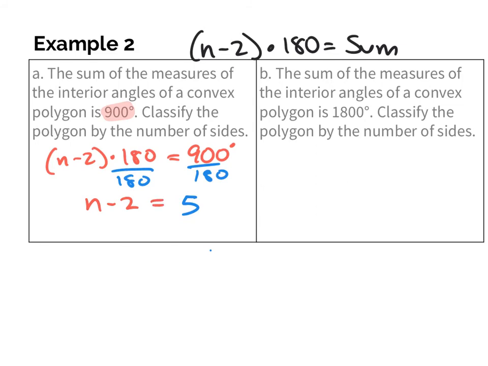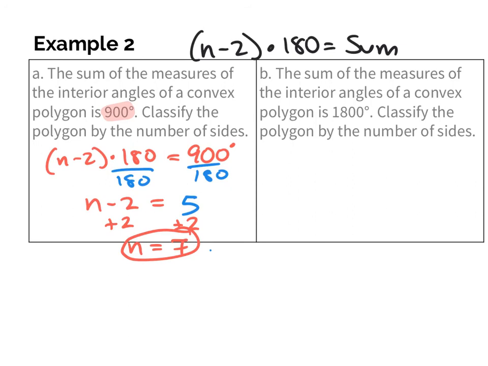Now to be careful here, because of that minus 2, know that we don't have a 5-sided object, but we have to undo that minus 2. In this case, we'll add 2. So the number of sides of this object would be 7. This would be a 7-sided polygon, with the fancy name heptagon. Hepta means 7.